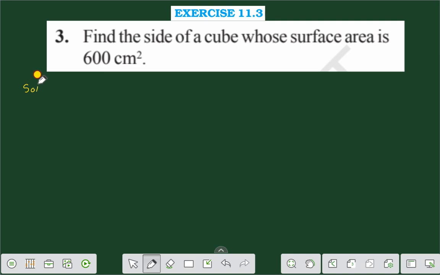Let us take the length of each side of the cube be L, right?